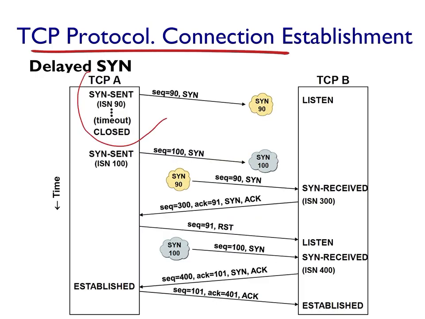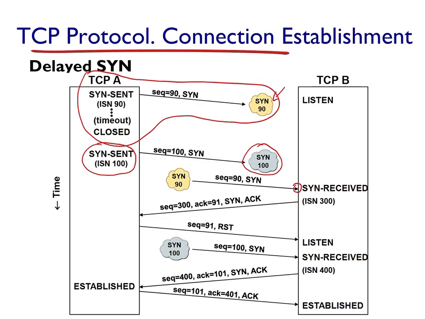Another example, same situation, delayed SYN, another trial with a different initial sequence number. Again, a delay, but first this thing arrives. So the segment arrives with sequence number 90. The TCP-B accepts because it doesn't know anything about any connection. This is the first segment it receives, so accepting.